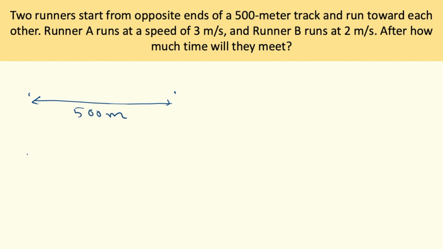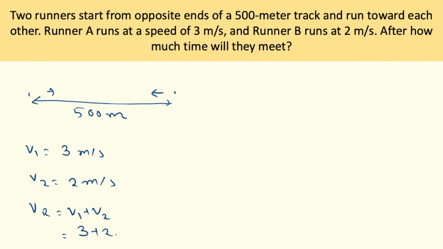and the speed of the first runner, say V1, is equal to 3 meters per second and the speed of the second runner is 2 meters per second. Now they are running towards each other. That means they are trying to close the gap between them, which means both of them are assisting each other to close the gap. So V relative would be in this case V1 plus V2. So V1 is 3 and V2 is 2, which would give me effectively 5 meters per second.